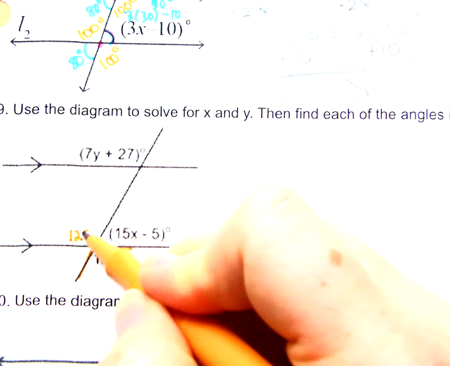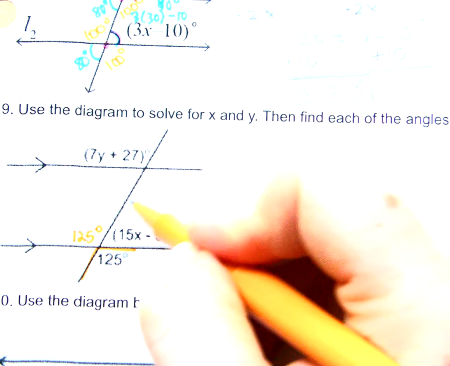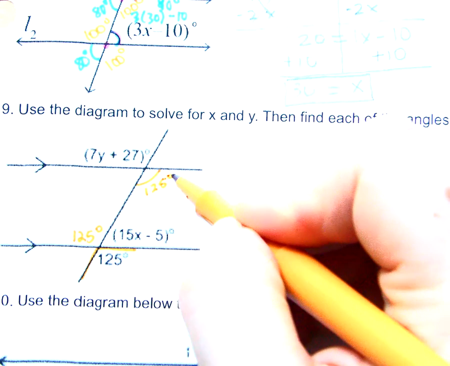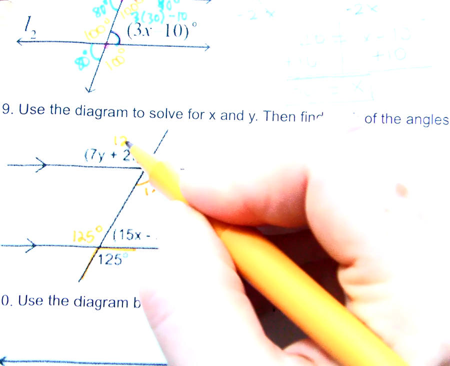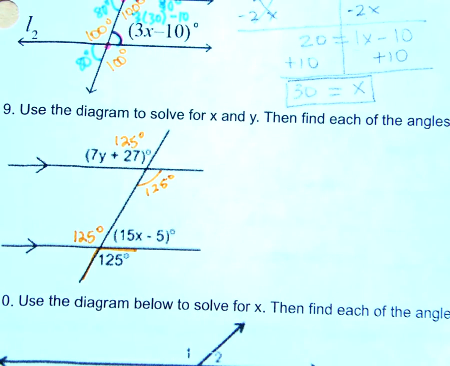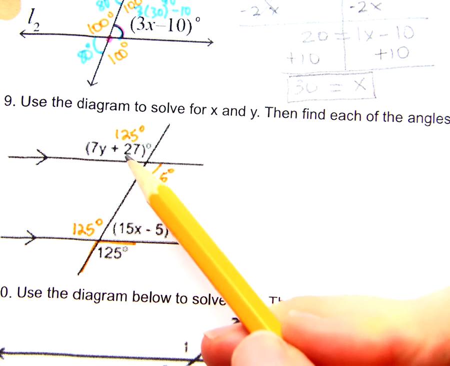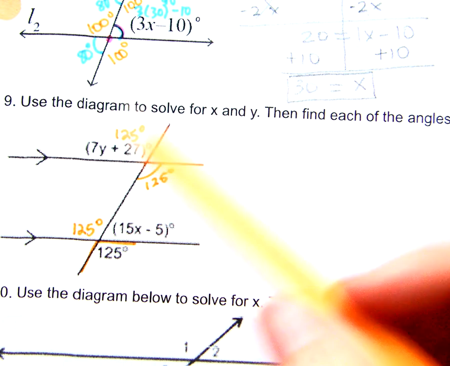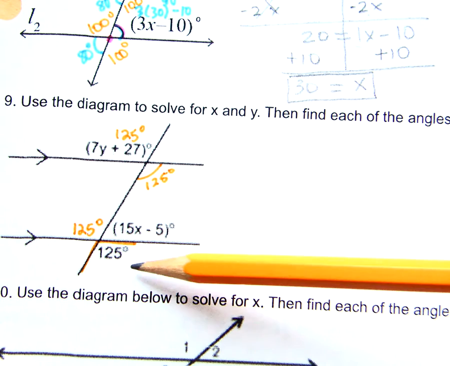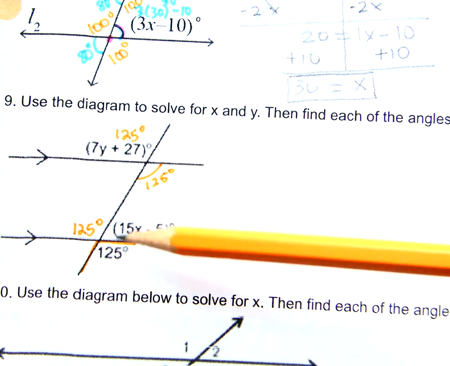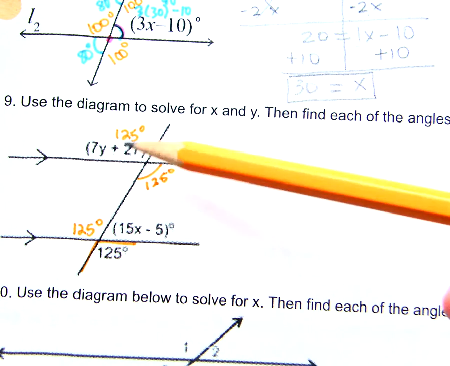So this one's 125 degrees, right? Alternate interior to that one, I know this one's 125 degrees. Vertical from that one, I know this one's 125 degrees. And I bring this up because this may help you solve this equation, right? So if I know that this expression is going to equal 125, there's a quick and easy way that I can solve for this y. I could have also recognized that 7y plus 27 and 125 are alternate exterior angles, and so I could set them equal to each other.